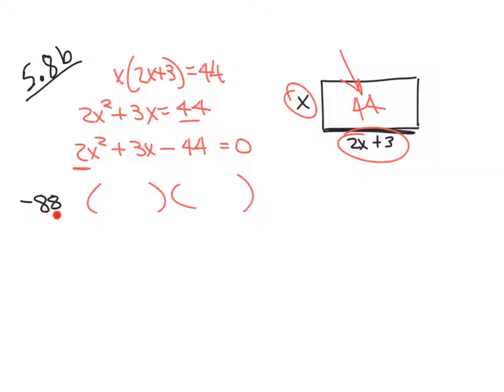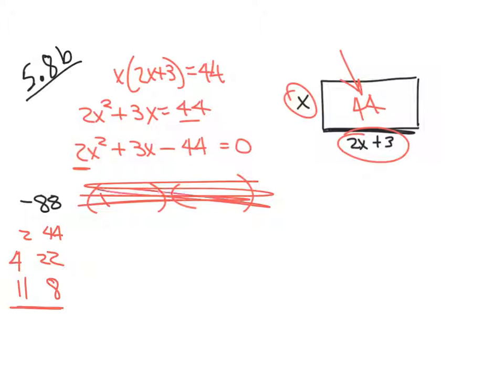So what are the factors of 88 that I can try? 2 and 44, I can't add those and get 3. 22 and 4, 11 and 8. Difference between those is 3, so that is what I'm going to use. So I'm going to, whoops, I can't have this here. I can't erase it, so this goes away.